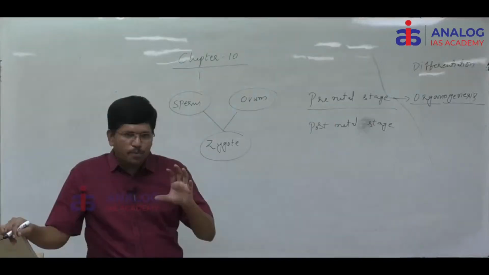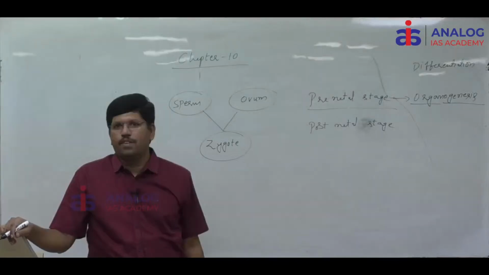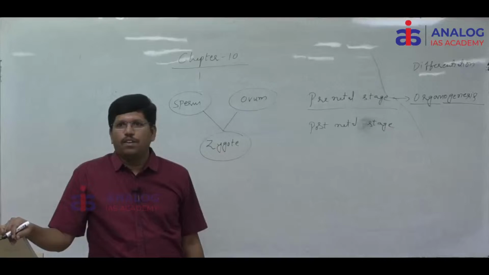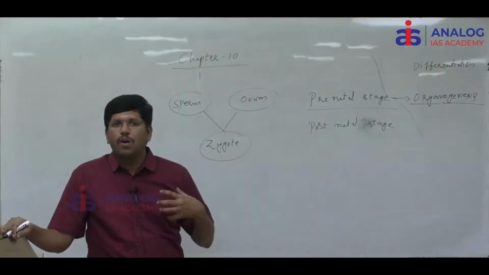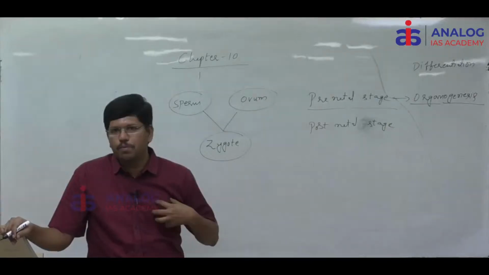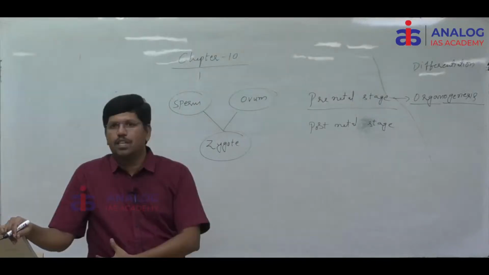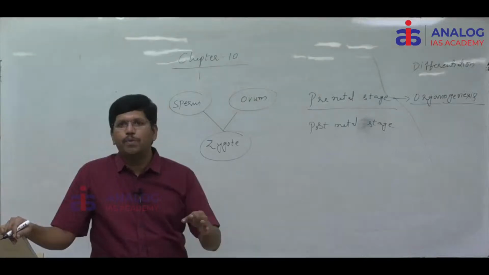If that process is disturbed, then formation of organs will be affected. Then malformations will be there. Heart defects may be there, brain defects can be there, then liver defects can be there, or some other defects. That's why we have to be careful in the first 3 months of pregnancy.